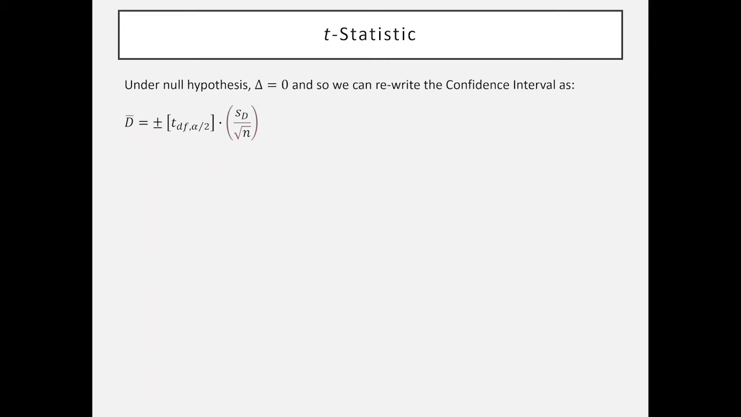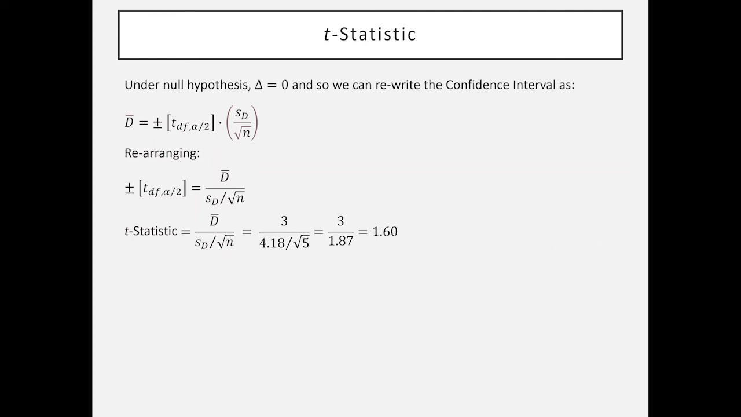We can do this by a slightly different route by taking what's called the t-statistic, and to do that, we assume the null hypothesis is true. That means delta is equal to 0, so we can rewrite the confidence interval this way. Rearranging things, we now have t, and instead of looking up t in the table, I'm actually going to calculate it as we do here. The t-statistic is defined as simply d bar divided by the standard error. Very simple to do. These are the numbers. Rounding, we get 3 as before, and now the t-statistic is equal to 1.6.